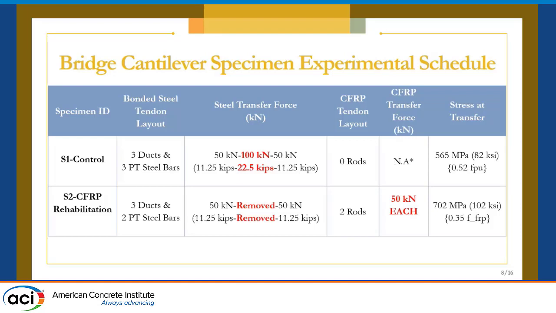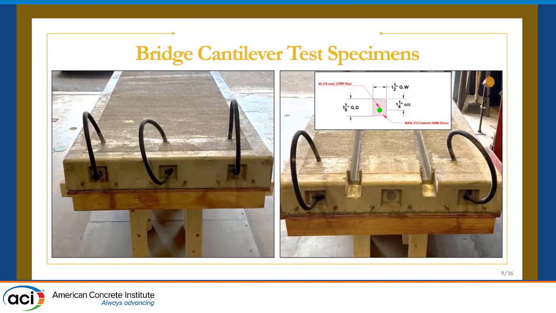So it's 100 loss, 100 gain. Here's a nice schematic of the free end of the cantilever, or the jacking end as well. You can see, as I mentioned, the 3 ducts, although the bars are not shown there. Similarly on the CFRP specimen, you'll have 3 ducts, but you'll only have the 2 tendons in place and not the central tendon.